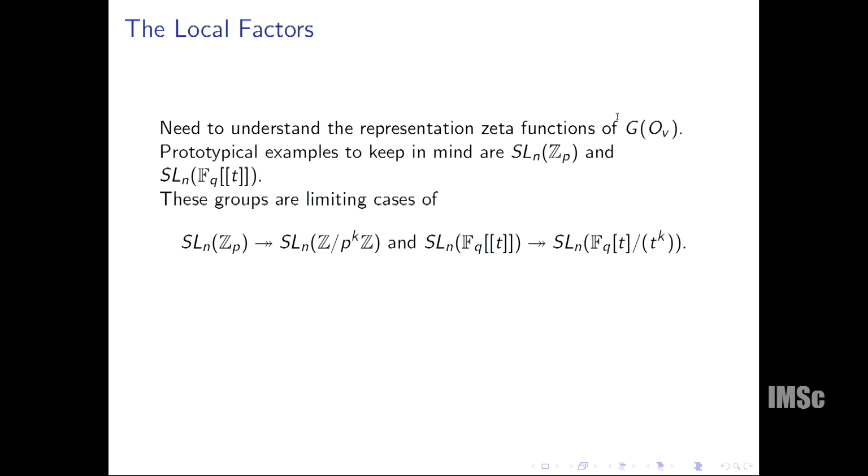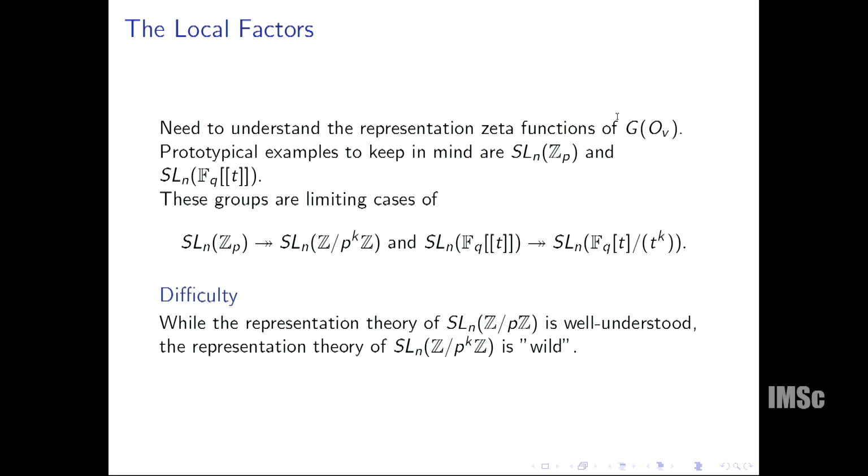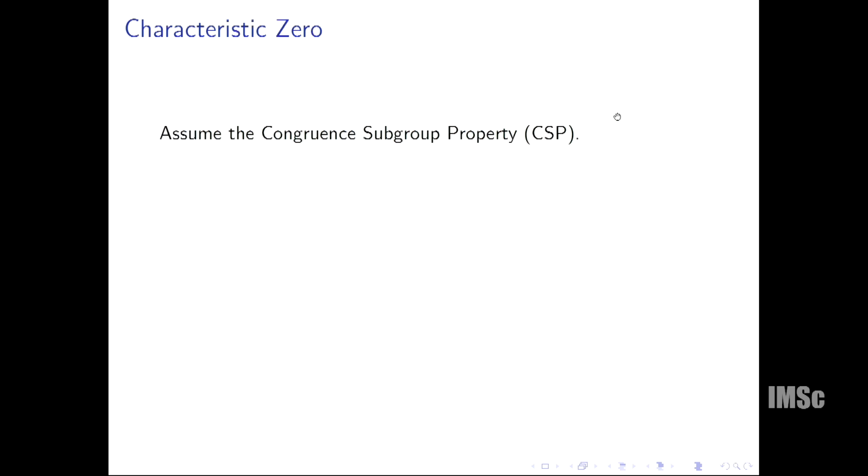Anyway, SL_n(Z_p) is a limiting case of the groups of integers mod p to the power k, and SL_n of the power series is a limiting case of polynomials mod t to the power k. So these are limiting cases of finite groups, and finally we need to understand the representation theory of these finite groups. So the main difficulty in this kind of work is that we may understand the representation theory of SL_n over a finite field, but over these rings, the representation theory is wild.